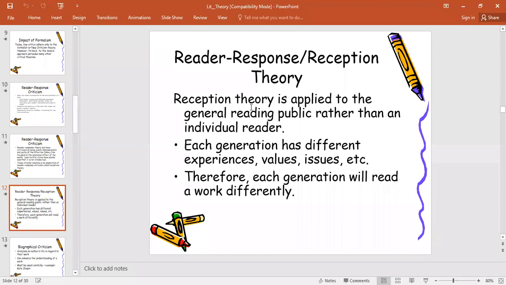A reception theory is applied to the general reading public rather than an individual reader. Each generation has different experiences, values, issues, and etc. Therefore, each generation will read a work differently. And this is also natural.